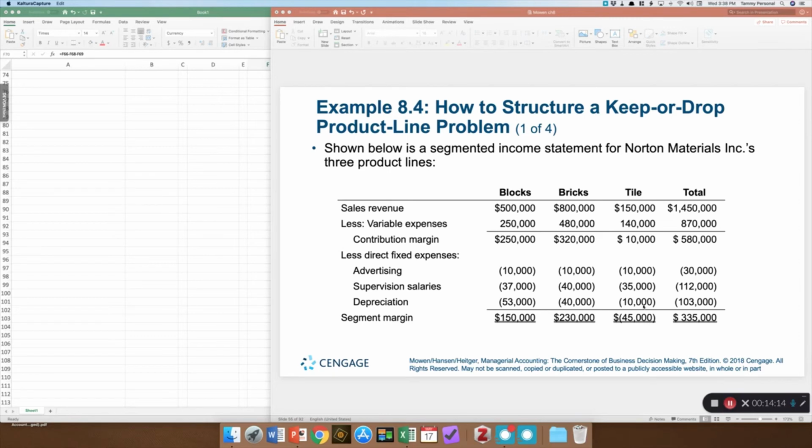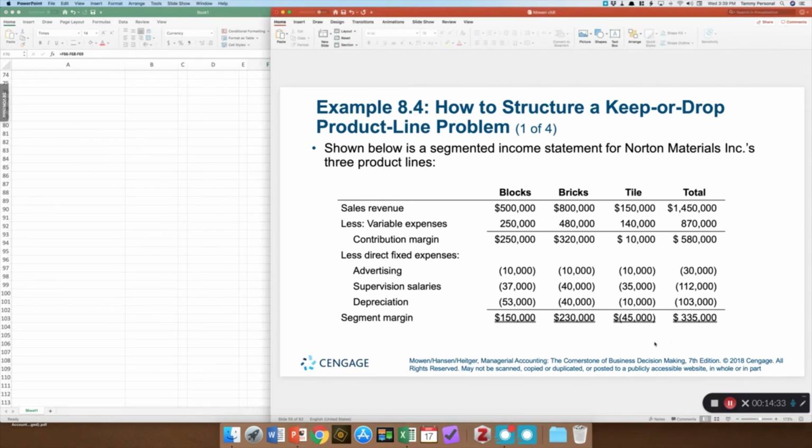Depreciation, as you recall from last night, is a sunk cost from the video I made last night. It doesn't go away, so that's not going to be a relevant cost. So let's run through the rest of these slides and see how this one works out.